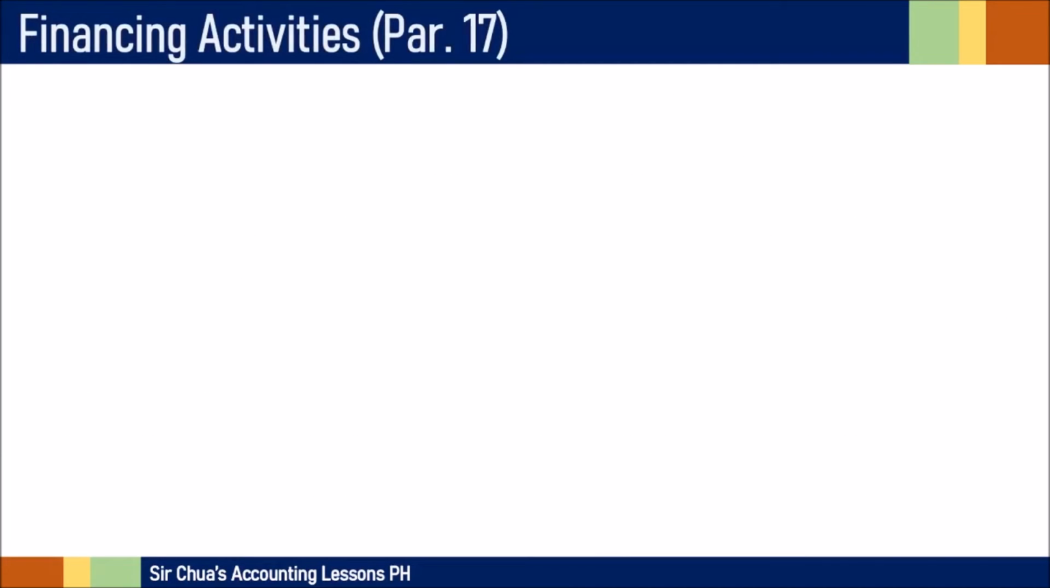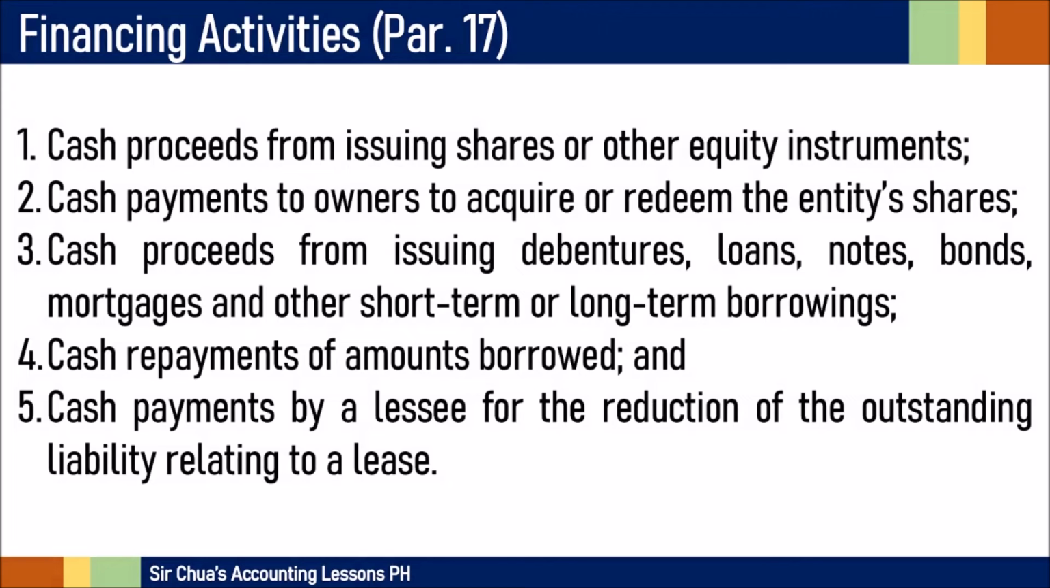Now, according to paragraph 17 of your IAS 7, these are your financing activities examples. Cash proceeds from issuance of shares and other equity instruments, and cash payments to owners to acquire or redeem the entity's shares. You also have the cash proceeds from the issuance of debentures, loans, notes, bonds, mortgages, and other short-term and long-term borrowings, and then cash repayments of amounts borrowed, and cash payments by a lessee for the reduction of the outstanding liability relating to a lease.